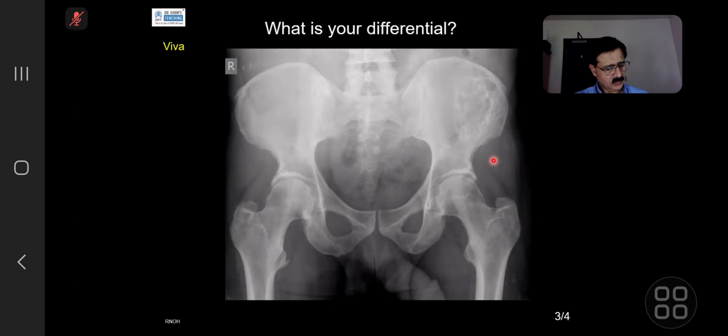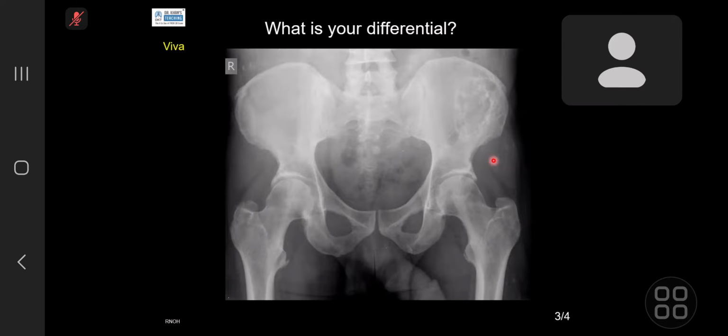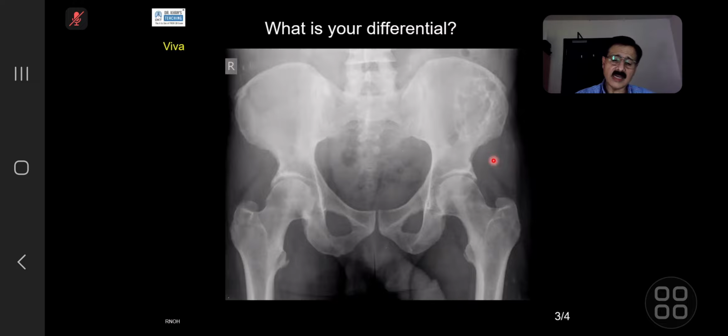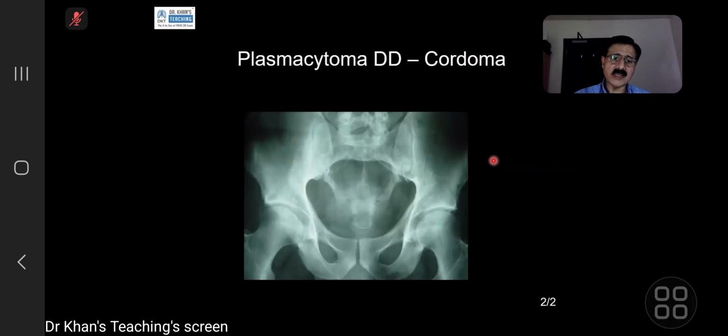Conclusion. Due to the narrow zone of transition, absence of periosteal reaction, and no cortical destruction, I am thinking about benign etiology. First of all, I told you that narrow zone of transition is not a parameter in the axial skeleton. Don't use it. For example, even here there is a narrow zone of transition.